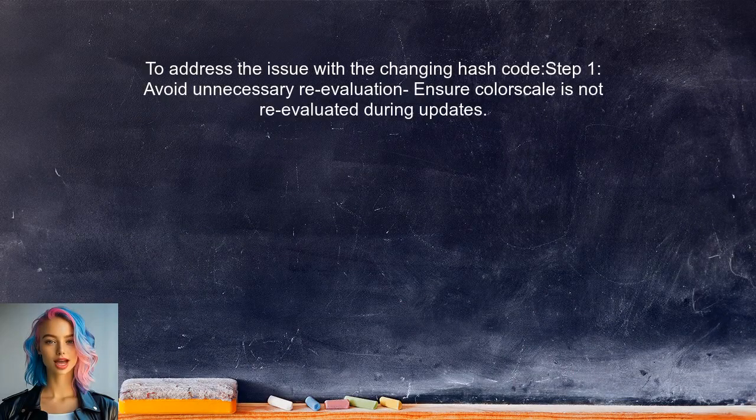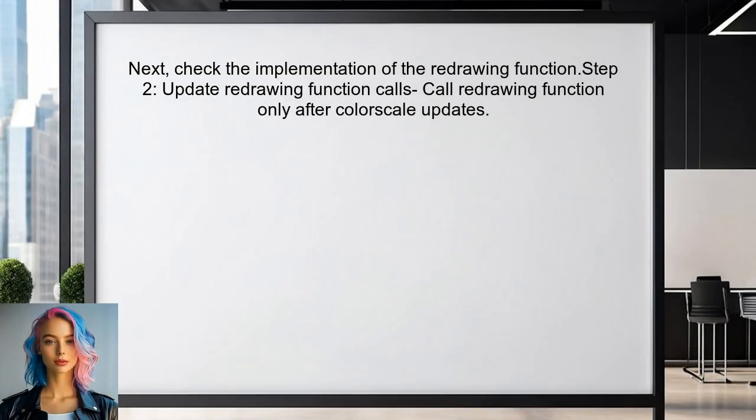To address the issue with the changing hash code of the less than function, the user should first ensure that the color scale is not being reevaluated unnecessarily during updates. This can lead to unexpected behavior. Next, the user should check the implementation of the redrawing function. It should only be called after the color scale has been fully updated to prevent any inconsistencies.